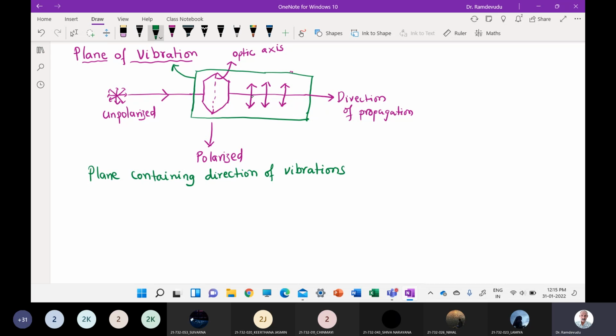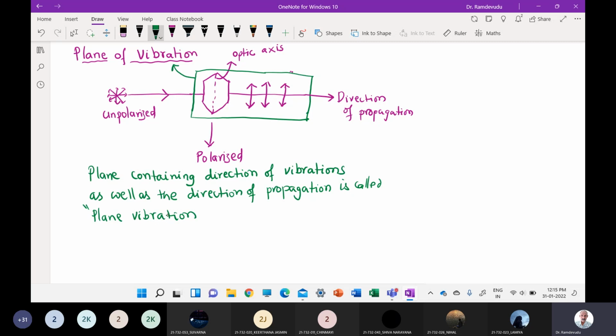So these are the vibrations, the E vector vibrations, in this plane. The plane containing the direction of vibration as well as the direction of propagation is called the plane of vibration. This is the definition where the vibrations are confined to the plane. We call it the plane of vibration.